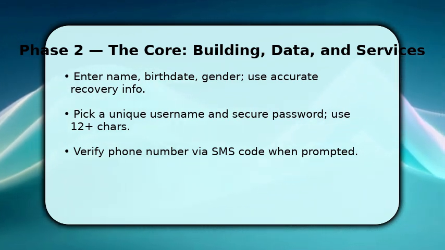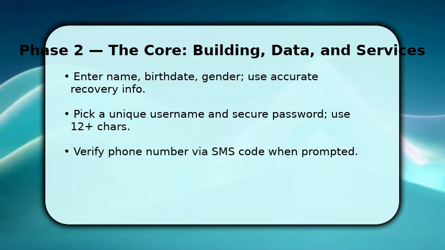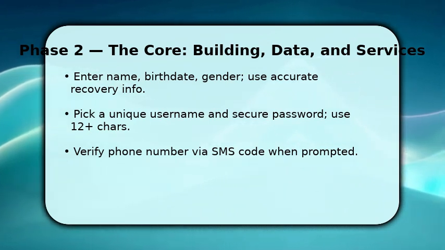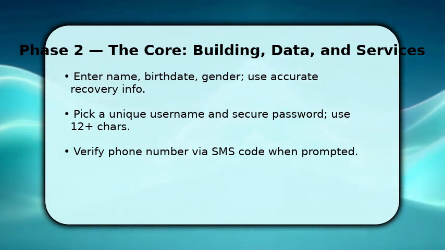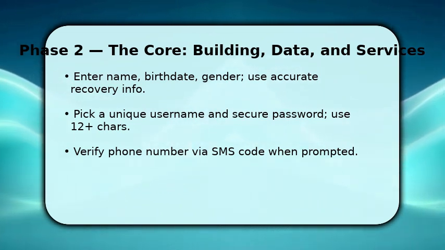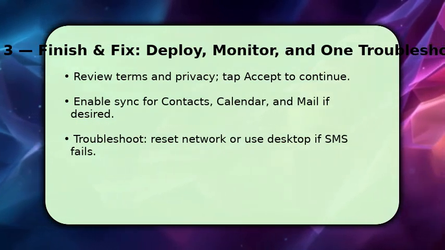Next, add a recovery phone or email. This helps if you lose access. Make sure to allow SMS verification when prompted. Finish by reviewing Google's terms and privacy prompts and tap Accept. Once done, choose sync settings for mail, contacts, and calendar so your iPhone integrates smoothly.